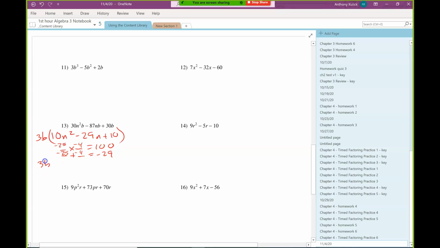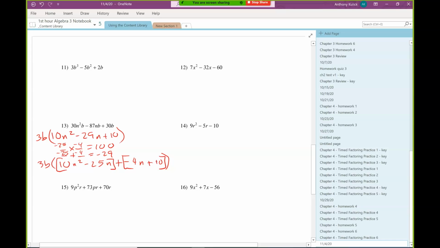So I'm going to have 3b times 10n squared minus 25n plus a -4n plus 10. And then I'll make my two groups. Note here that instead of writing that as -4n, I wrote it as plus a negative, because I remember I need to have a plus sign in between my two groups. So rather than writing it as a subtraction, I wrote it as plus a negative, so I can still have that plus sign there. Enzo, are you okay so far?